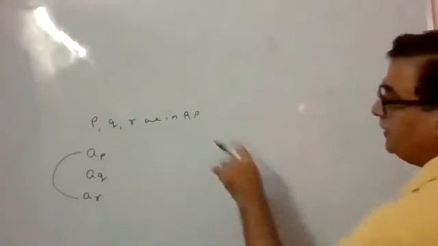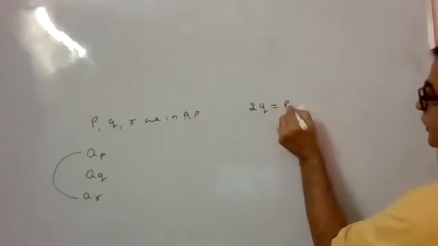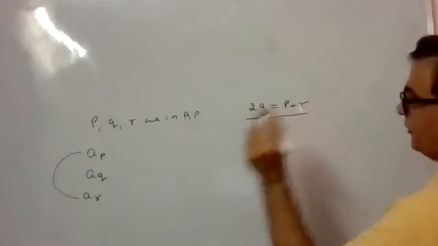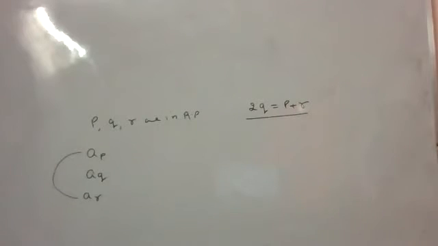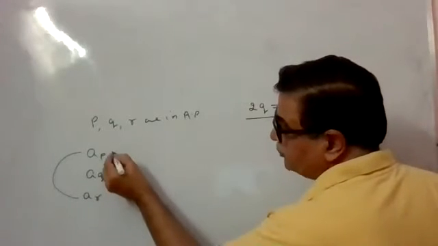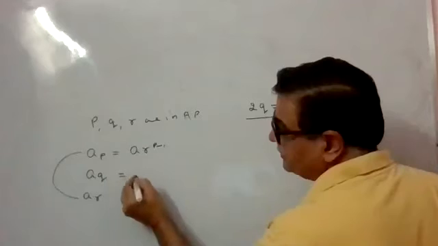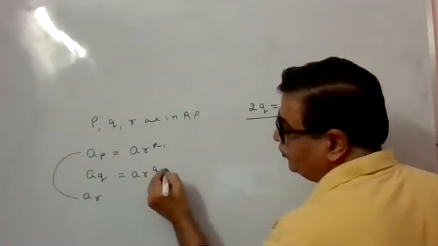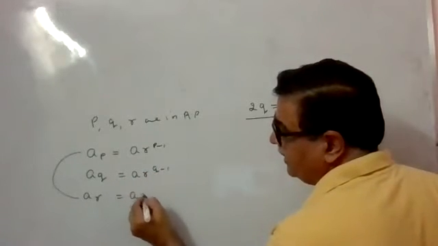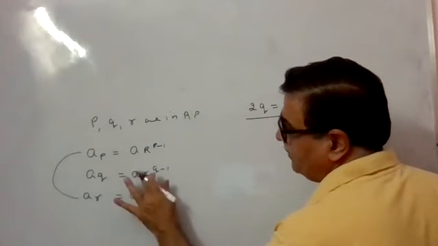Just check. First, the condition that P, Q, R are in AP means twice Q is P plus R. This is given to you. Now I go for these terms of GP. It will come AR^(P-1), this will come AR^(Q-1), this will come AR^(R-1). Capital R you have taken, so small r is being used.